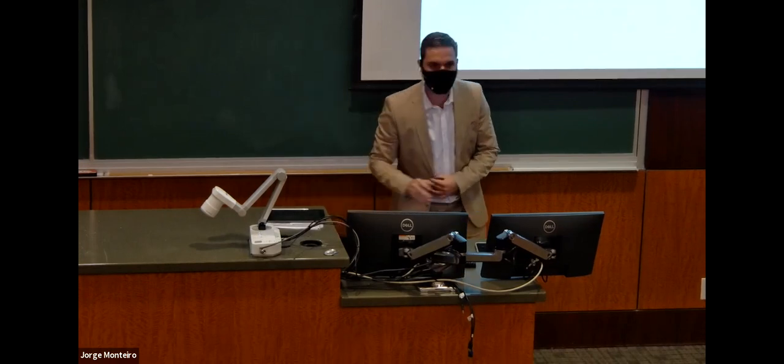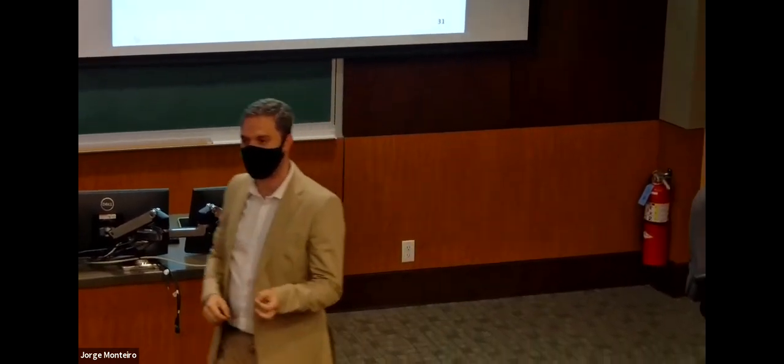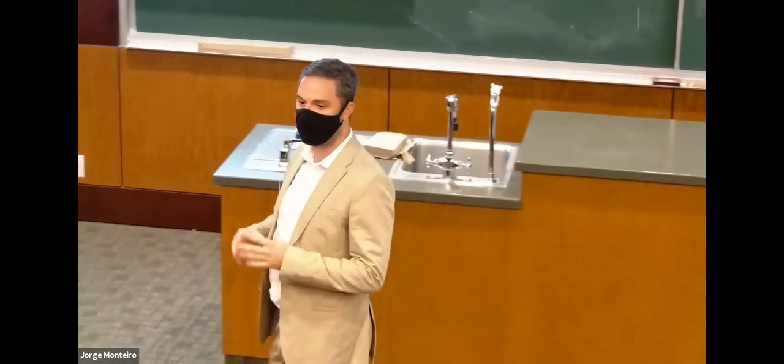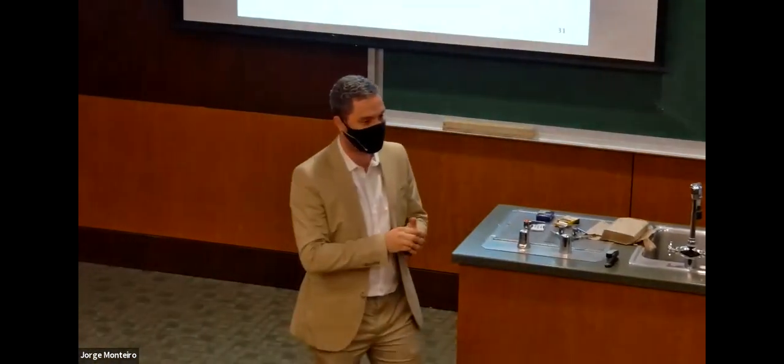Very good. So what I would like to start talking about today is radial probability. Radial probability is basically the probability of finding the electron as a function of the distance from the nucleus.